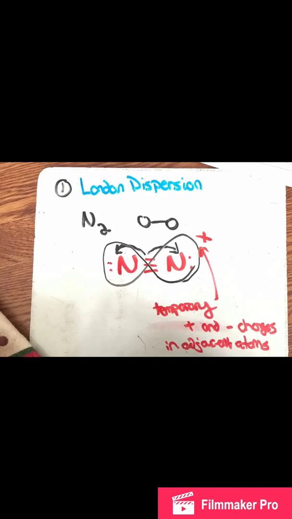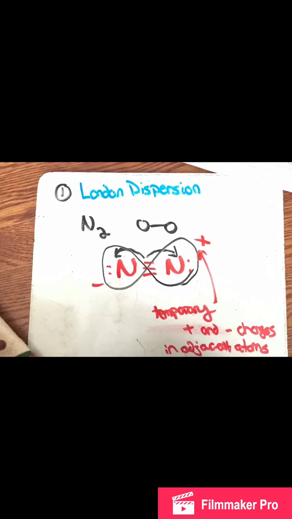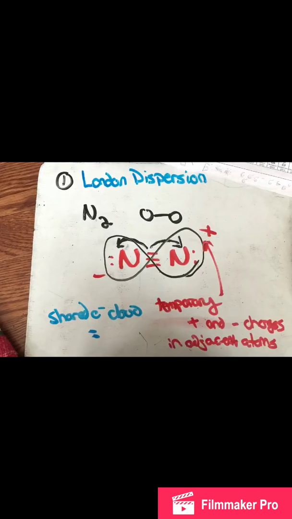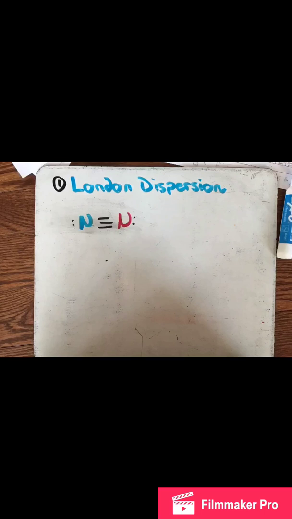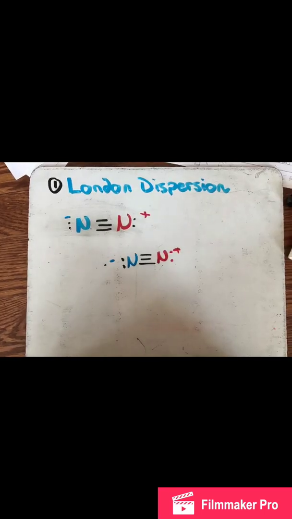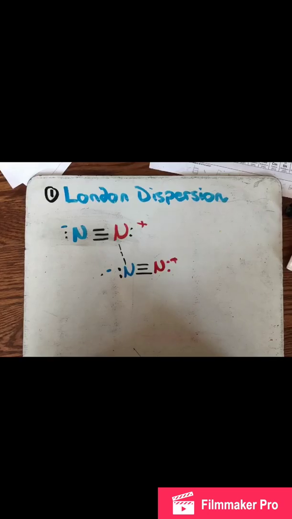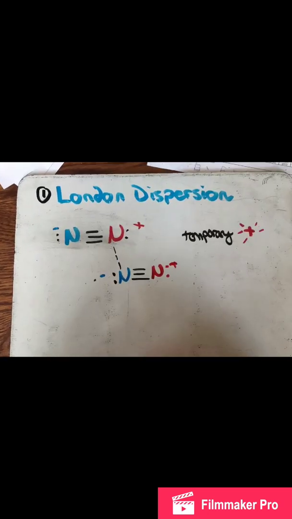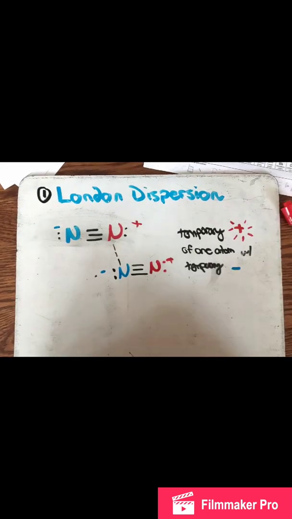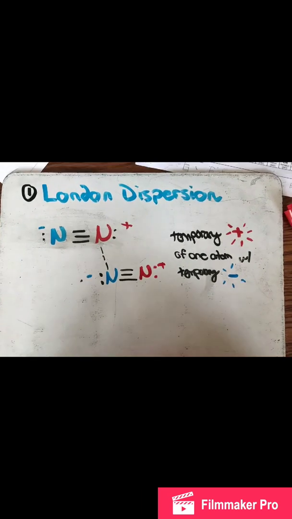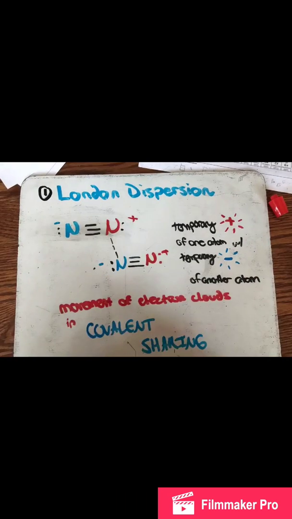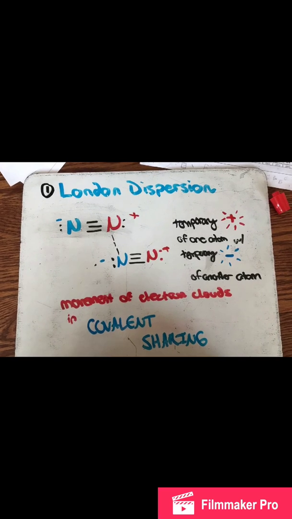This means that when the electrons move, they create temporary positive and negative charges, because the shared electron cloud means polarizability. Let me explain further. So take 2 nitrogen molecules in an intermolecular bond, symbolized by that dotted line. It is between the temporary positive end of one molecule and the temporary negative end of another molecule due to that covalent sharing within the molecule itself, because of that moving electron cloud.